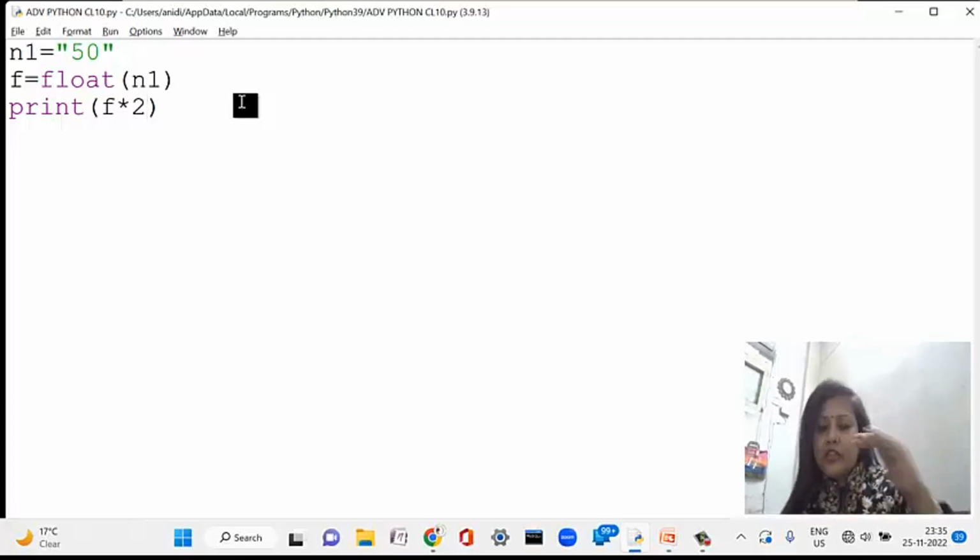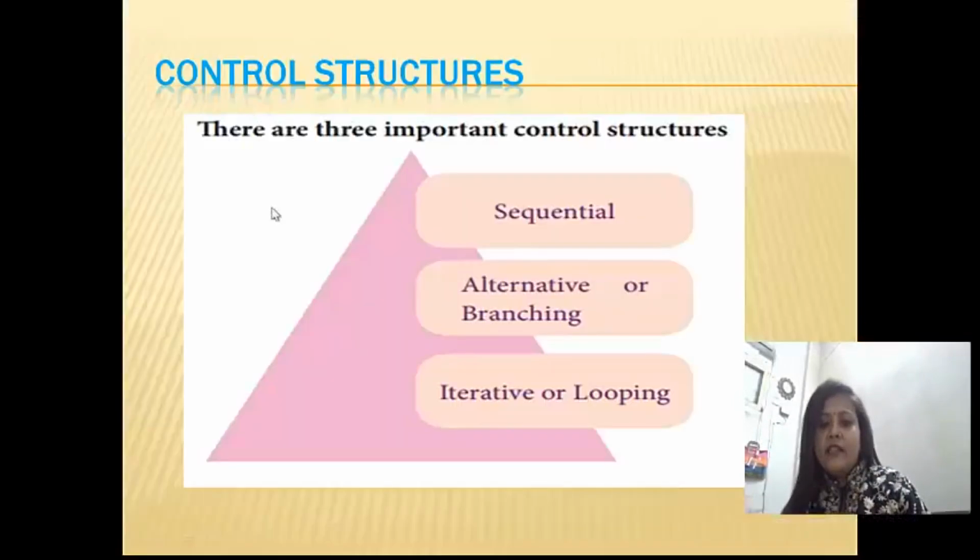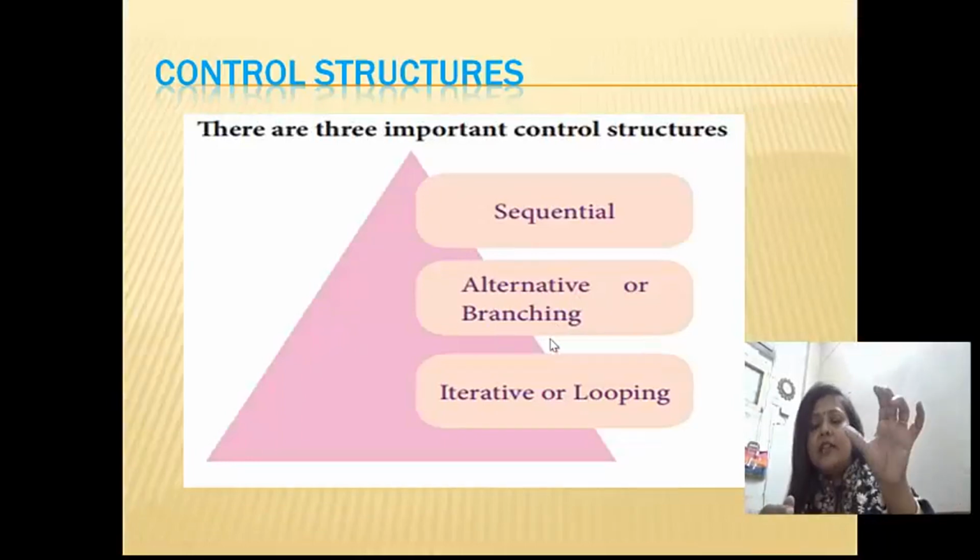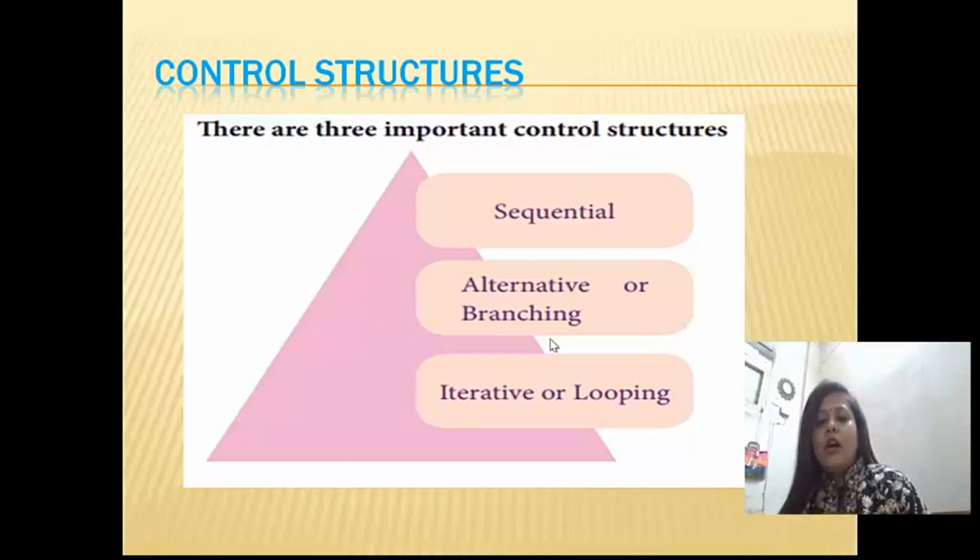And what is branching? Branching I have already shown you, that is the conditional statement. If this condition is fulfilled, then some statement will execute. Otherwise, the branch will go to the else statement, or any other condition if there is one. All those types of statements in Python are known as branching.